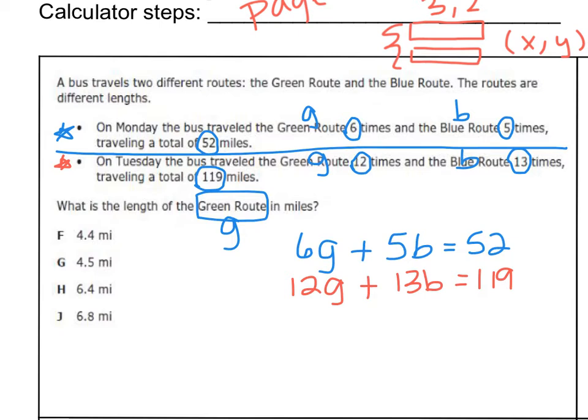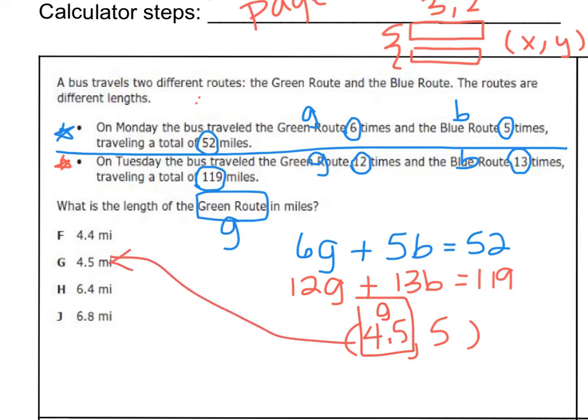From here, you can use either method to solve and find your answer, which ends up being 4.5, 5. So now that we have our solution, it asks for the length of the green route, which was our first one, so that's letter G. Green route is 4.5, which corresponds to this answer choice.